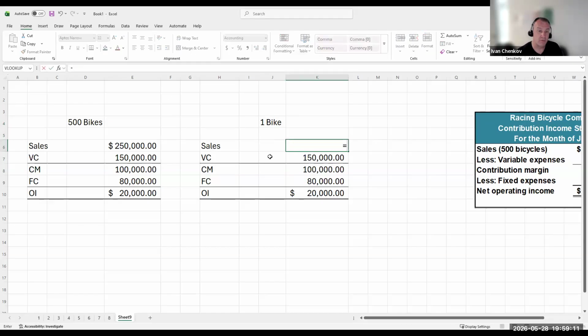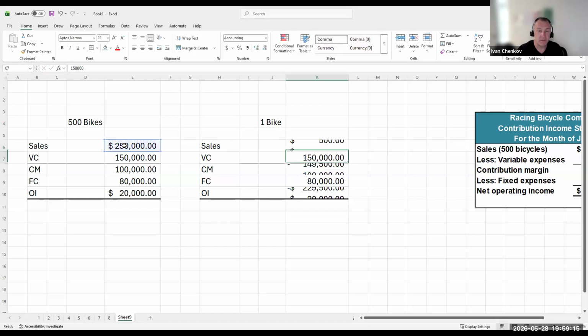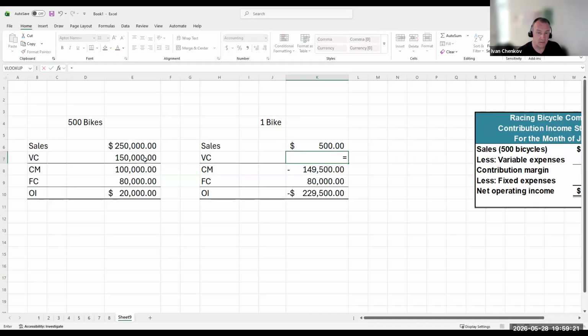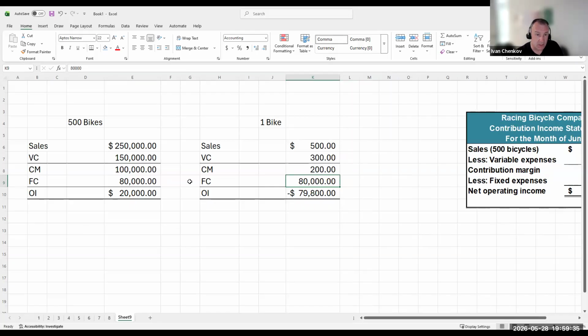Well, obviously, 250 divided by 500 is going to give me the sales price per one bike. And 150 divided by 500 is going to give me the variable cost per one bike. Fixed cost is not going to change. Fixed cost is always going to be fixed cost. So that will be my cost structure if I'm selling only one bike. So for one bike, this is the cost structure.